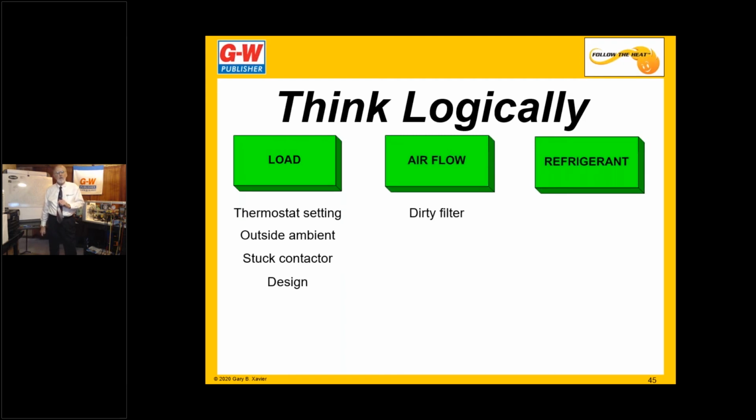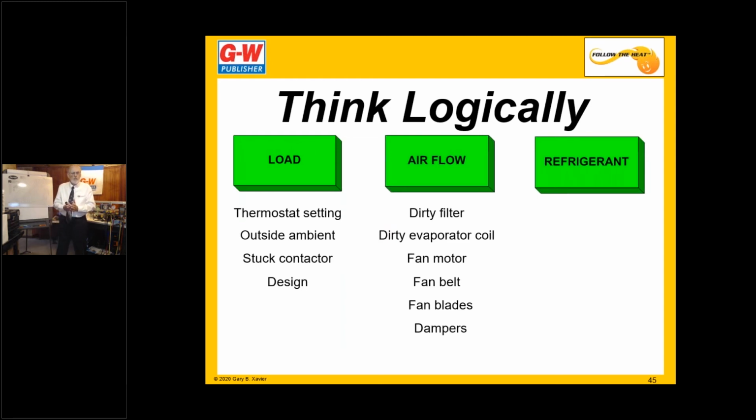Number one cause. Logical thinking. A dirty evaporator coil. Anything that affects the airflow: the fan motor, the fan belt, the fan blades. So look at all of the air side. It could be a damper out of position in an air handler, a stuck damper. It could be an obstruction. I've seen insulation drop down where we insulate the inside of the ductwork and it comes unglued and drops down, turning vanes out of position. So anything that affects the airflow. So logical thinking: load, airflow.